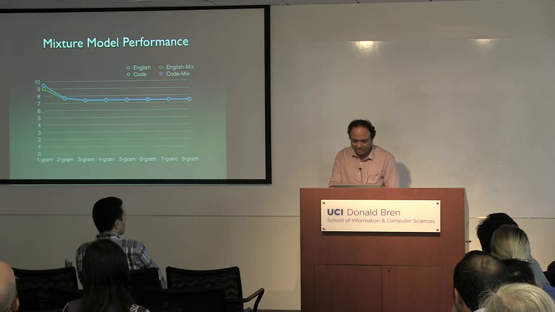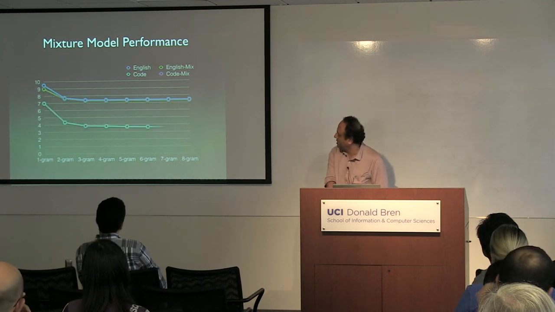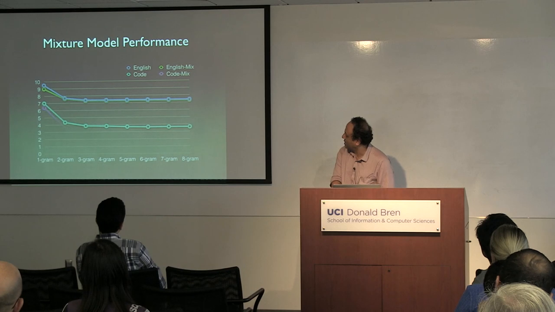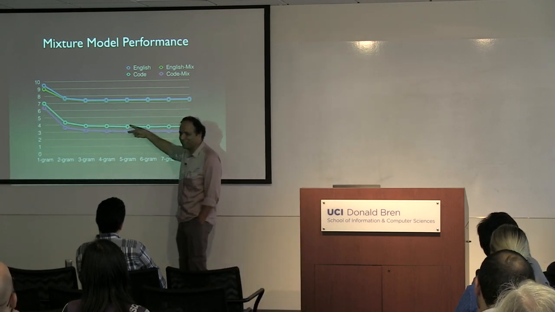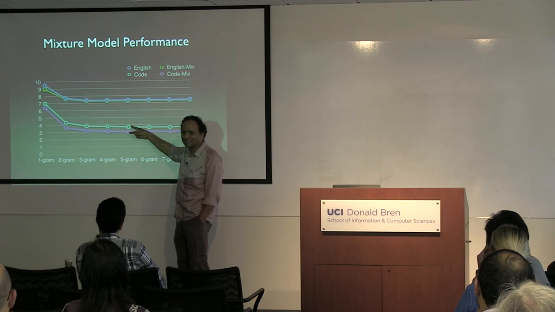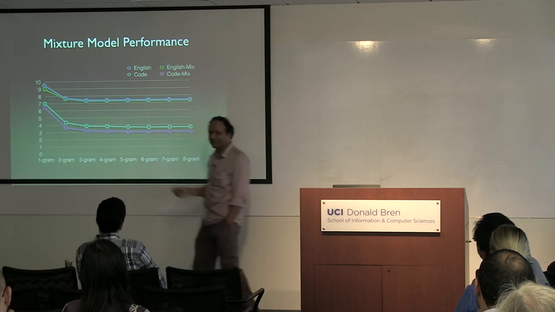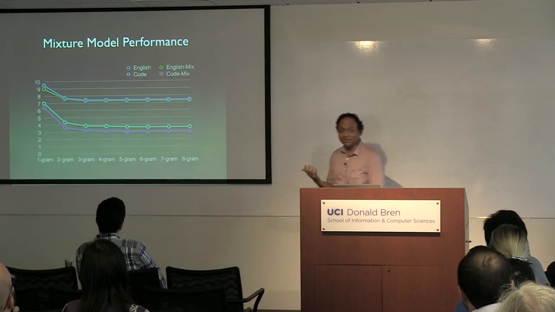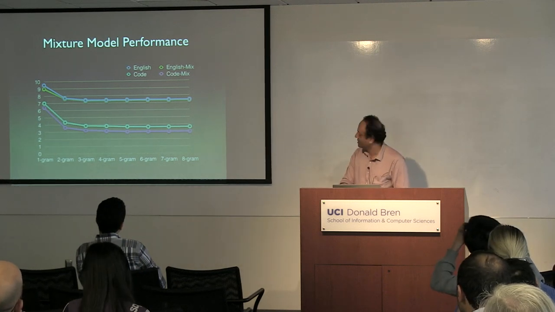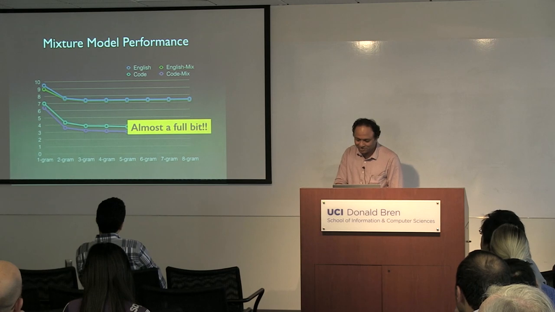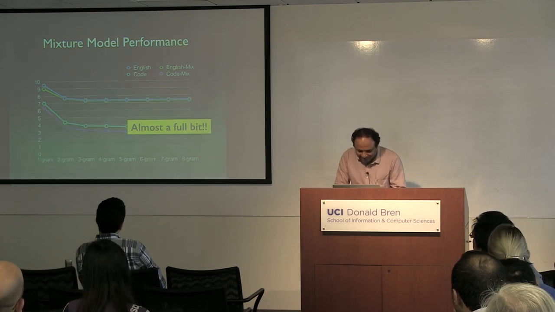But when you take code, that's the code global model, and that's the mixture of local and global models. This difference is actually very exciting, even though it doesn't seem like much, because it's about three quarters of a bit, almost a bit. That's a big deal, because it basically means the code is twice as predictable, since the information content is reduced by half. So it's actually pretty cool. Okay, let me skip ahead in the interest of time. I want to have some time for discussion.